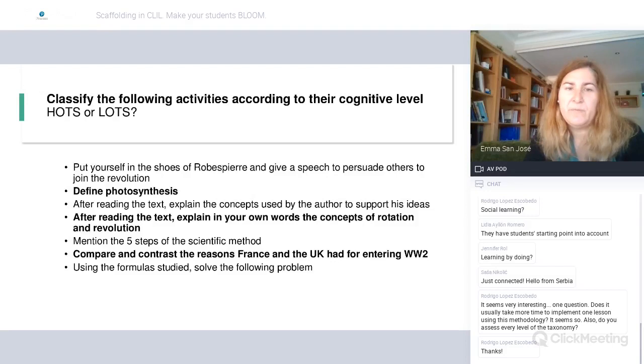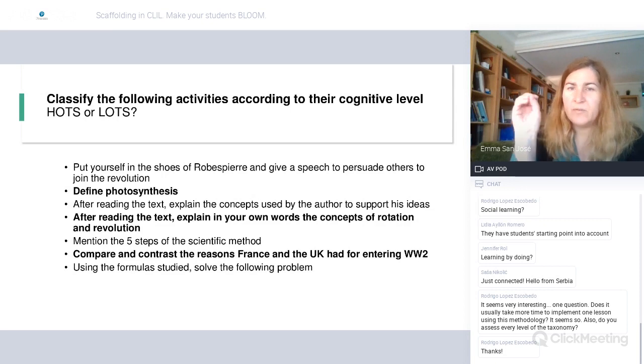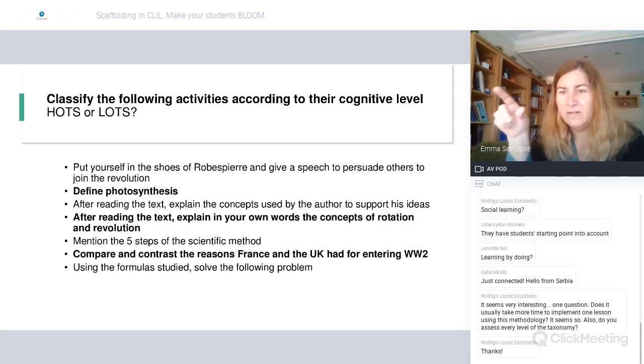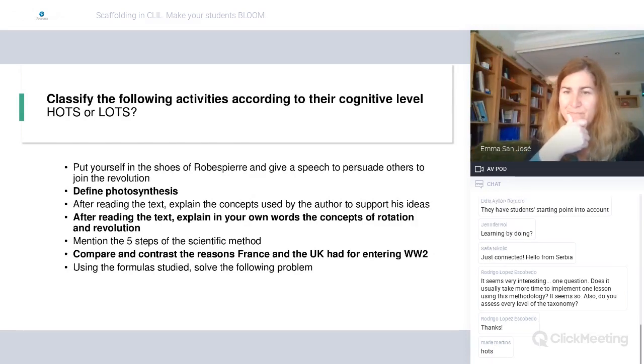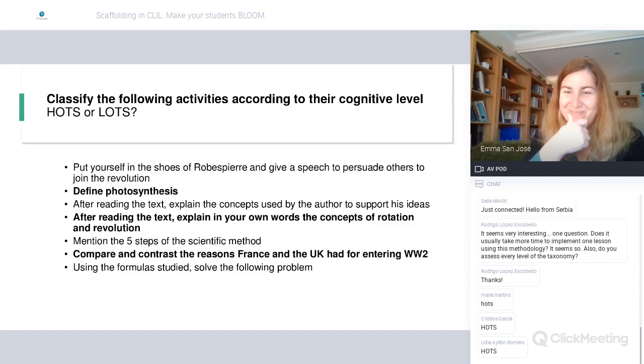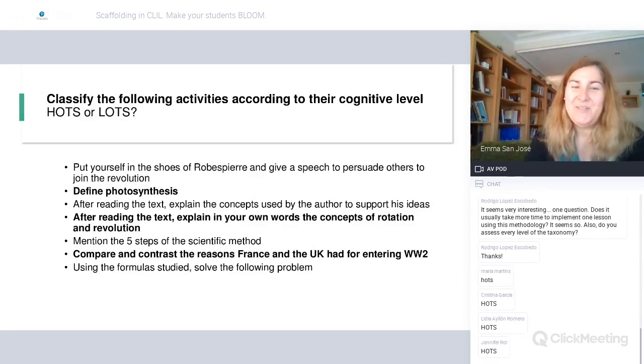Put yourselves in the shoes of Robespierre and give a speech to persuade others to join the revolution. Now, would you say this belongs to the HOTS or to the LOTS, to the higher order thinking skills or to the lower order thinking skills? What would you say? Yeah, a little hesitation there, right? Because you have to create something.